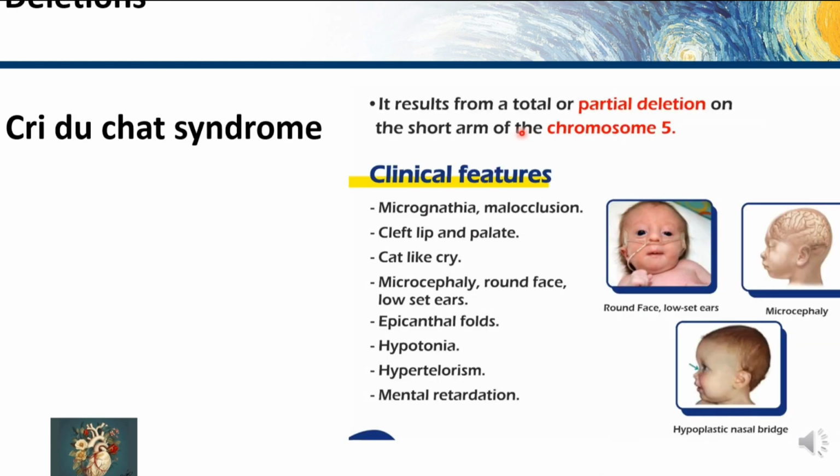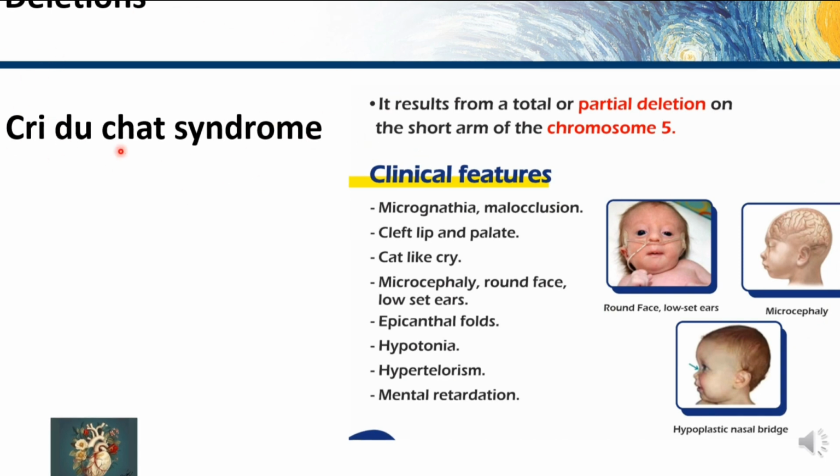Cri-du-chat syndrome is a partial deletion on the short arm of chromosome 5. The clinical features are micrognathia, malocclusion, cleft lip and palate, a cat-like or mewing cry, microcephaly, round face, low set ears, epicanthal folds and a hypoplastic nasal bridge. There may be hypotonia, hypertelorism, and mental retardation. These are the different features associated with Cri-du-chat syndrome.